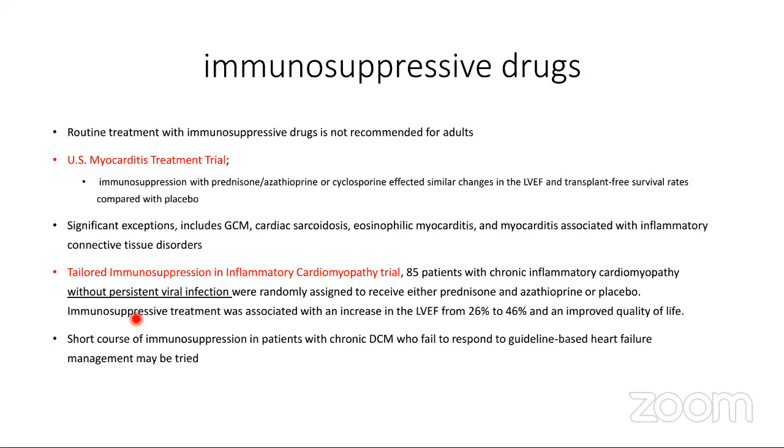A short course of immune suppression in chronic dilated cardiomyopathy that failed to respond to guideline-based therapy may be tried. But the bottom line, immune-suppressive drugs mean a specific indication: giant cell myocarditis, sarcoidosis, or eosinophilic myocarditis.